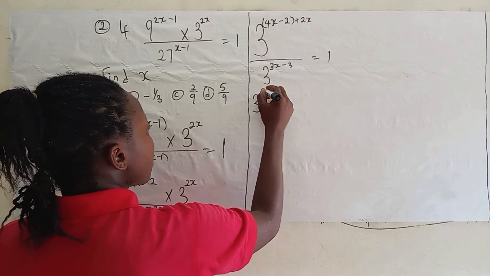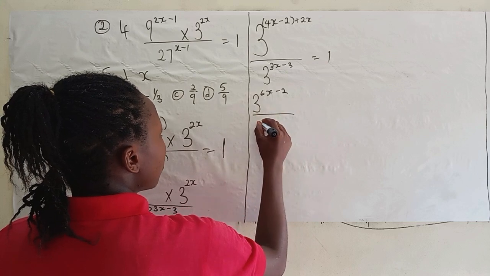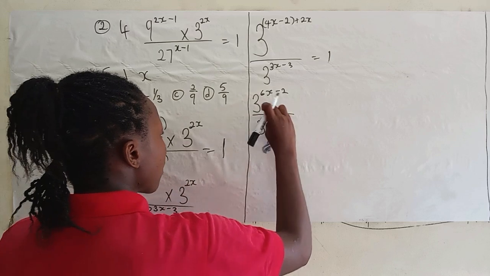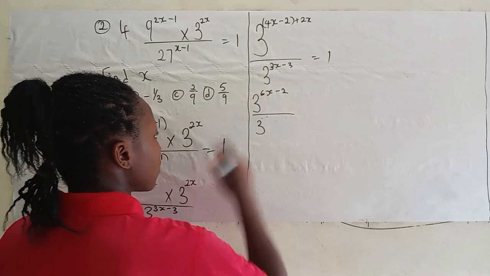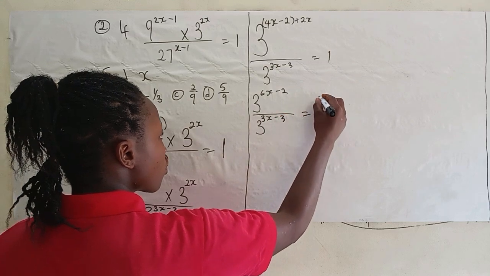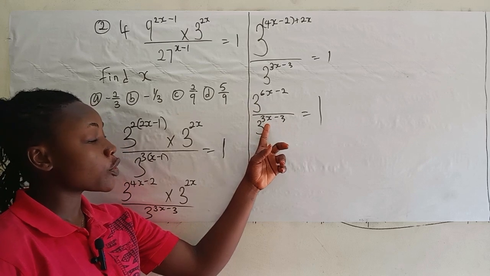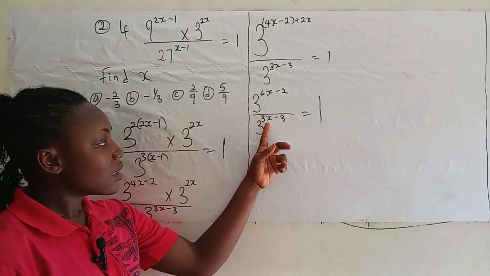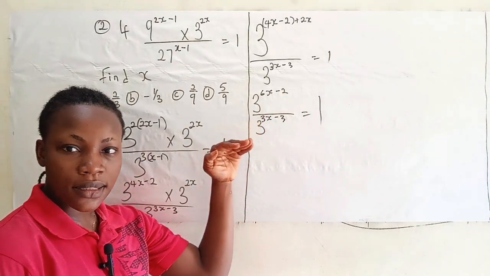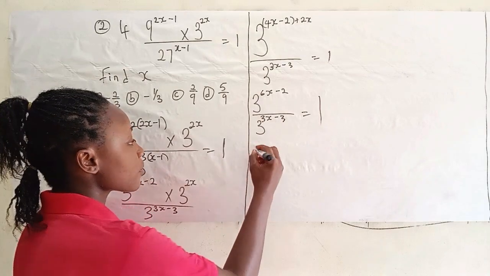This plus this is 6x minus 2 all over 3 raised power 3x minus 3 equals to 1. Here we will subtract this from this because we are dividing it, according to law of indices.